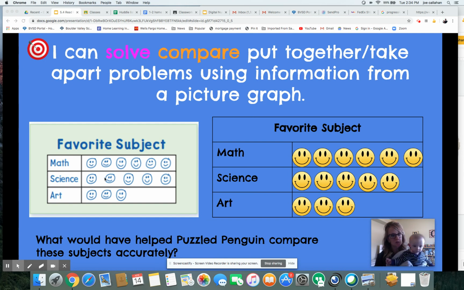He accidentally spread out his smiley faces so they looked like they were the same amount of kids, but they weren't, just because he had more space between these smiley faces here. So take this tip for making your own pictographs today, mathematicians. When you write and draw symbols and icons for each category, make sure they are lining up and taking up the same amount of space for each one so that you don't make the same mistake Puzzled Penguin did.